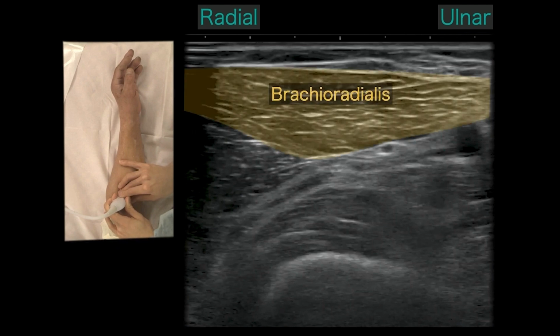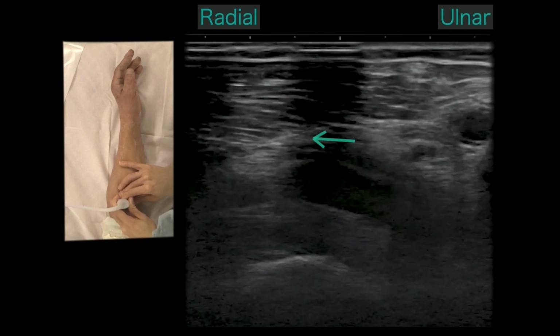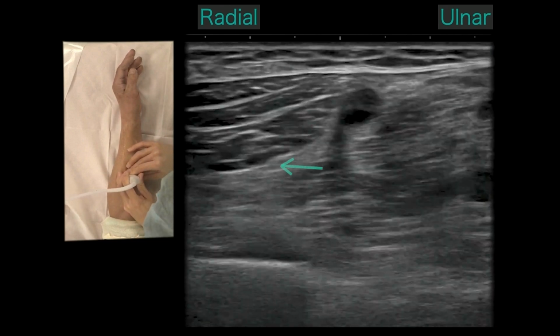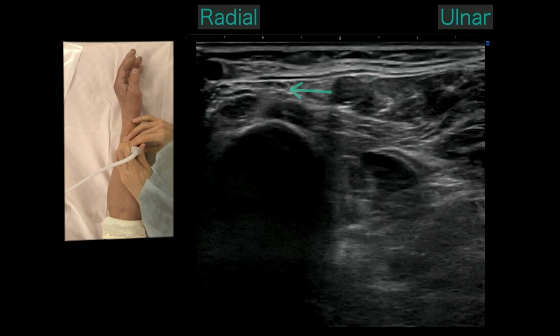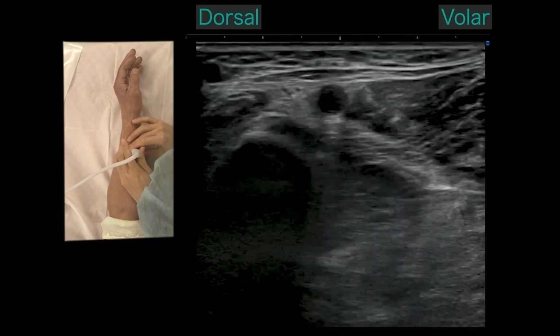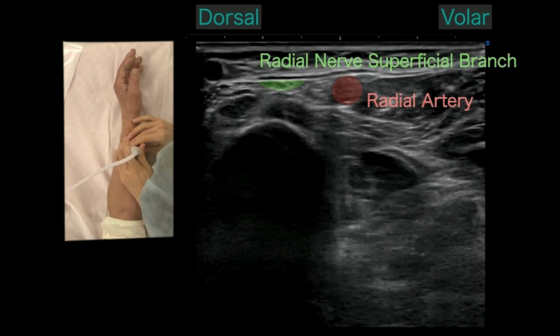This cord-like structure is located proximally on the radial side of the radial artery, beneath the brachioradialis muscle. Follow the cord-like structure as we move the probe distally again. You can find the cord-like fiber near the radial artery in the distal area, just under the brachioradialis muscle. This structure is the superficial branch of the radial nerve. The key point is to identify the nerve in sequential frames, not in a single image.